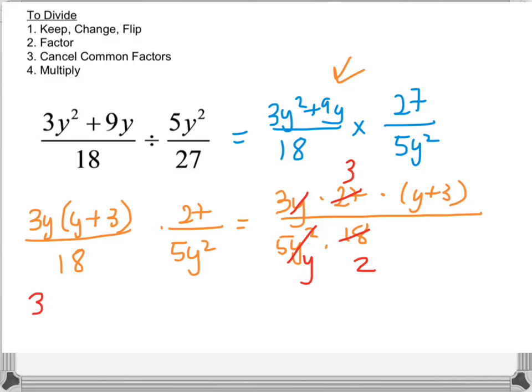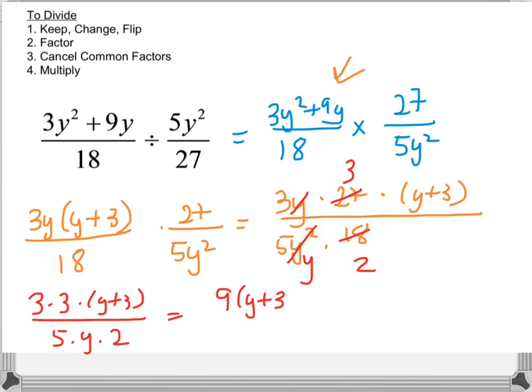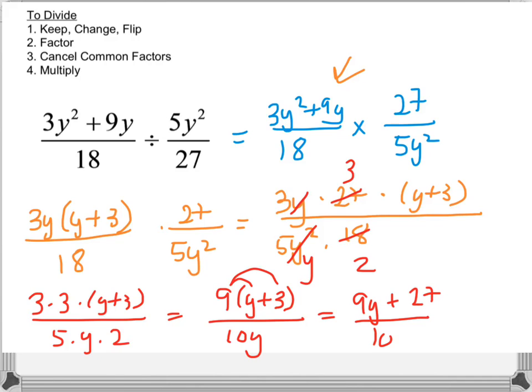So what I have left is 3 times y plus 3. And then in the denominator, I have 5 times y times 2. So I have 9 times y plus 3 over 10y. And so in the numerator, I have to multiply through. I have 9y plus 27 over 10y. And there's nothing I can do. Again, I can't cancel the y in the numerator because the 27 does not have a y. Okay, so I can't cancel the numerator y right here with the denominator y because 27 does not have a y. So this is as far as I can go with this one.